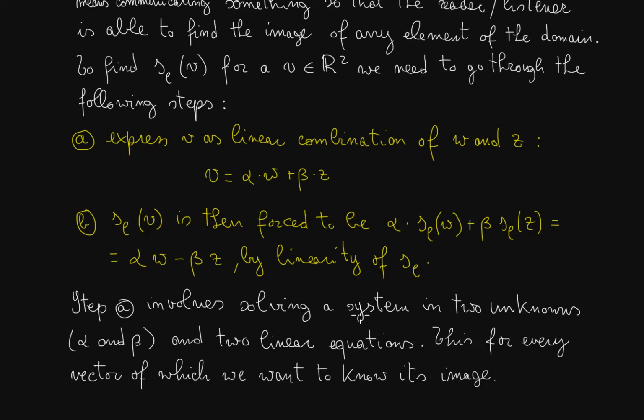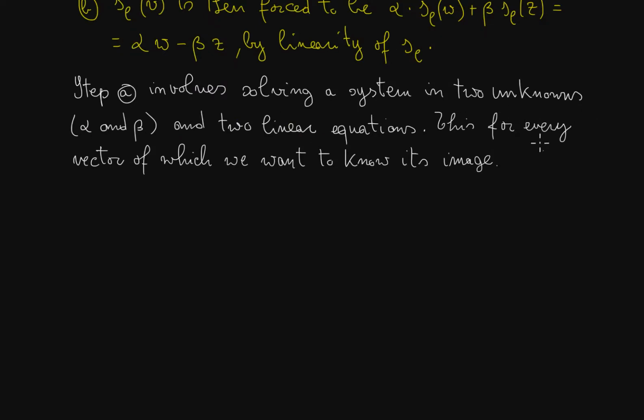Step A involves solving a system in two unknowns, alpha and beta, and two linear equations. It is an equality of two vectors in R squared in two unknowns, alpha and beta, and the two vectors in R squared reduce to two equations, one for the first coefficient of the vectors and the other equation for the second coefficient of the vectors. This for every vector of which we want to know its image.